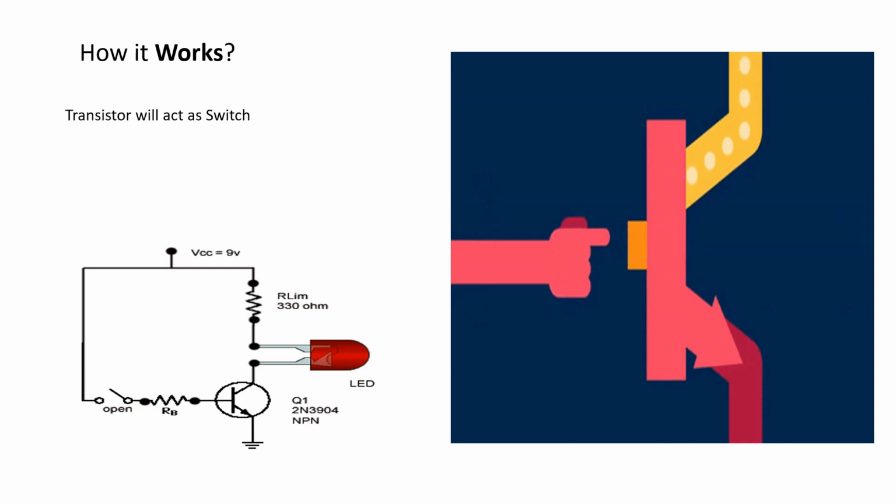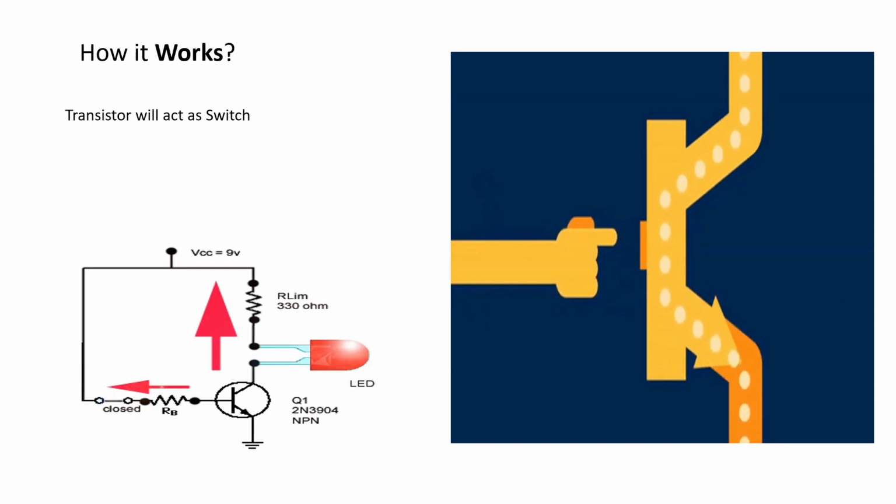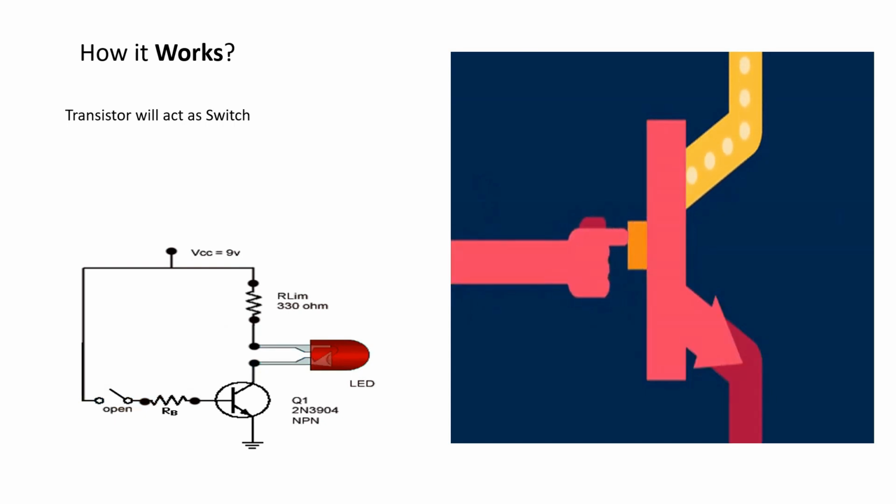A transistor will act as a switch, as you can see in the animation. A voltage or current applied to one pair of the transistor's terminals controls the current through another pair of terminals.